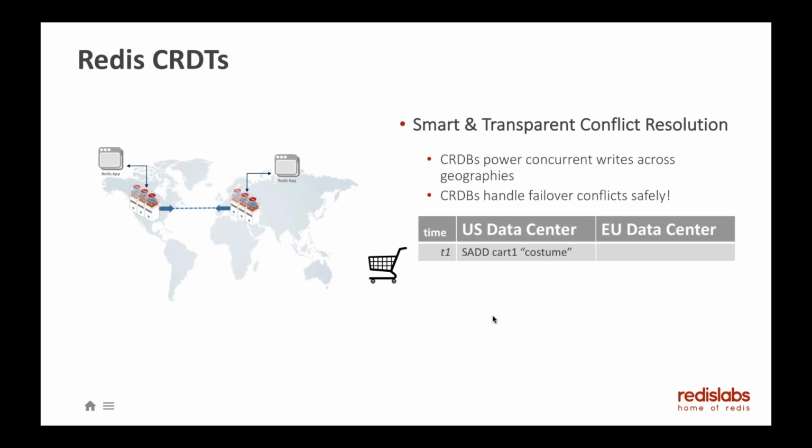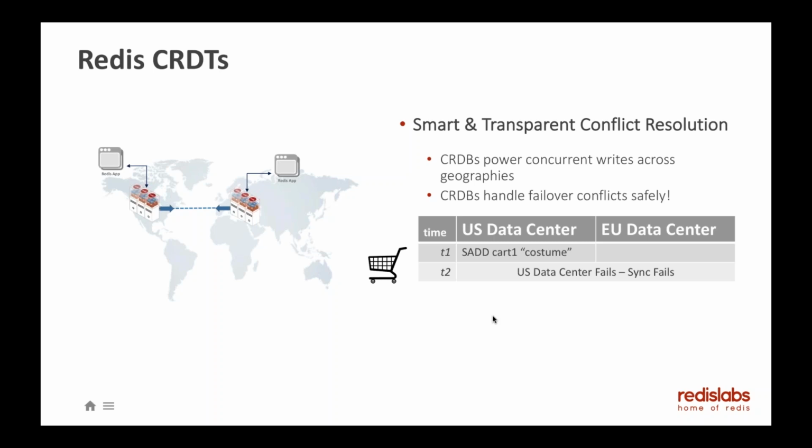So one of the first things I'll do as I'm shopping is purchase a costume and add that to my shopping cart. Now, this is done through a method called sadd. Sadd refers to a set and adding a member to a set. So this specific command is a Redis command that will add a costume item into a cart called cart1. Cart1 is the key. Costume is the item that you're adding to the set. This happens at T1. At T2, our US data center fails.